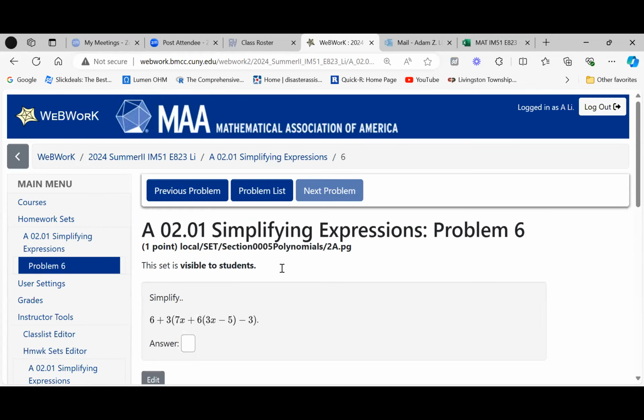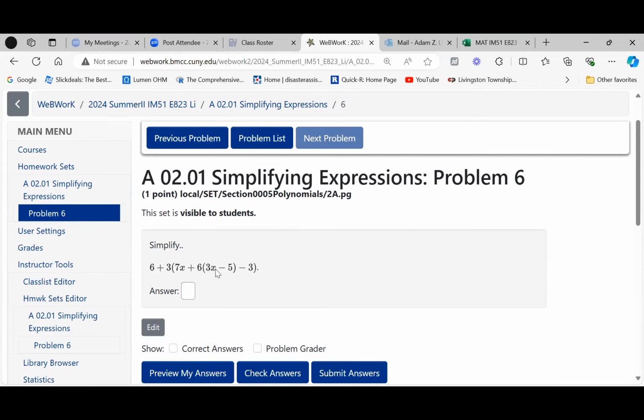All right, so this one you gotta follow the order, right? You go to the innermost parentheses first and distribute, simplify, and then gradually move outside. You can try this one.